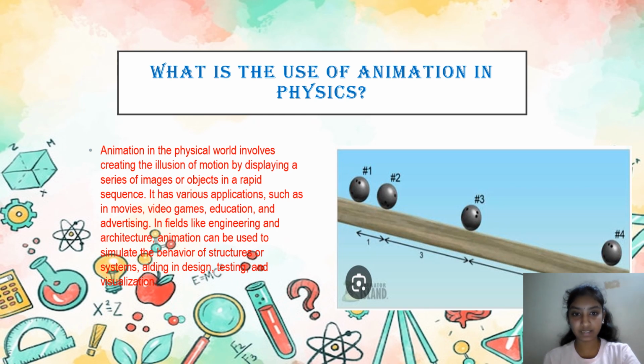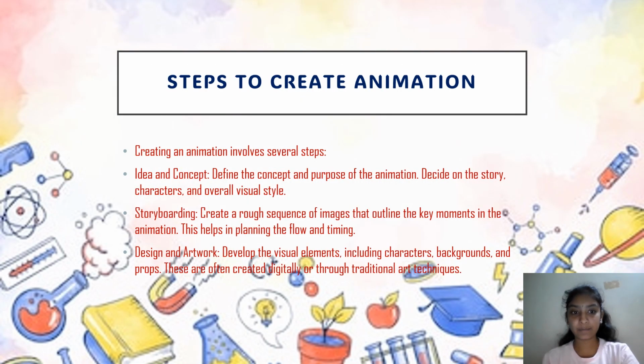Animation in the physical world involves creating the illusion of motion by displaying a series of images or objects in a rapid sequence. It has various applications such as in movies, video games, education, and advertisements, and in fields like engineering and architecture. Animation can be used to simulate the behavior of structures or systems in design, testing, and visualization. Steps to create animation.